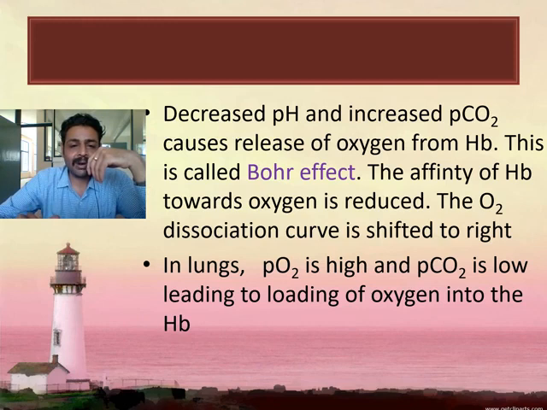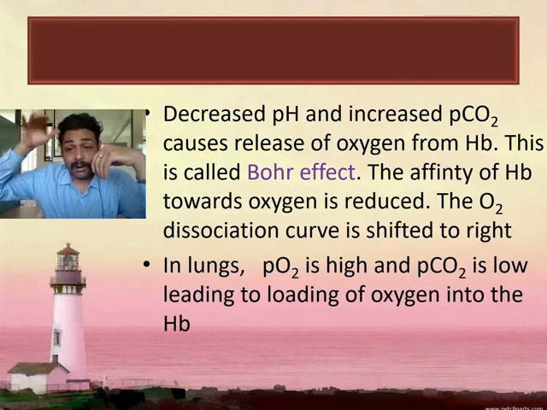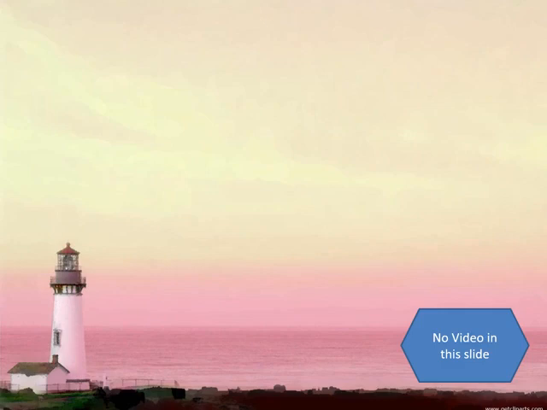See, in the lungs, the PO2 is high and PCO2 is low. So there is a concentration gradient. Now the RBC is packed with carbon dioxide, and the lungs do not have carbon dioxide. So the carbon dioxide will come out and oxygen will go in. So this is the Bohr effect.